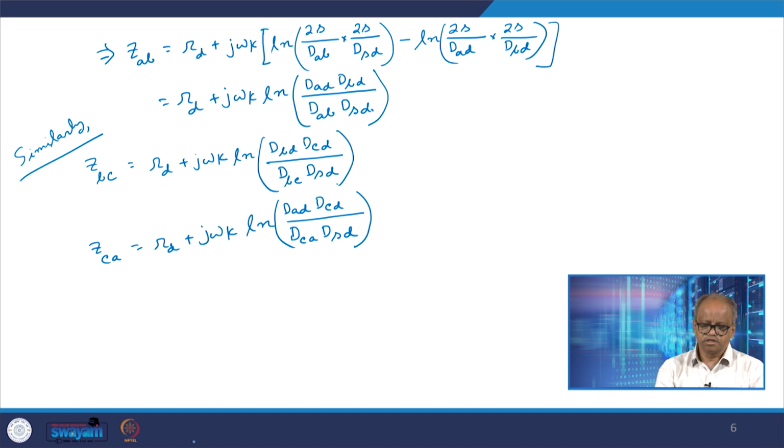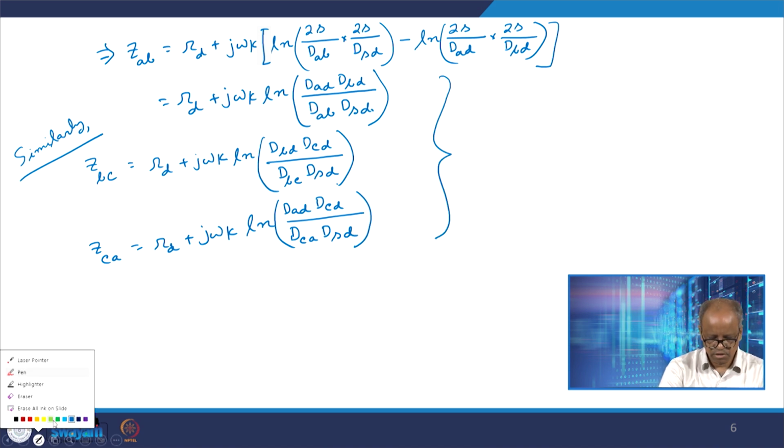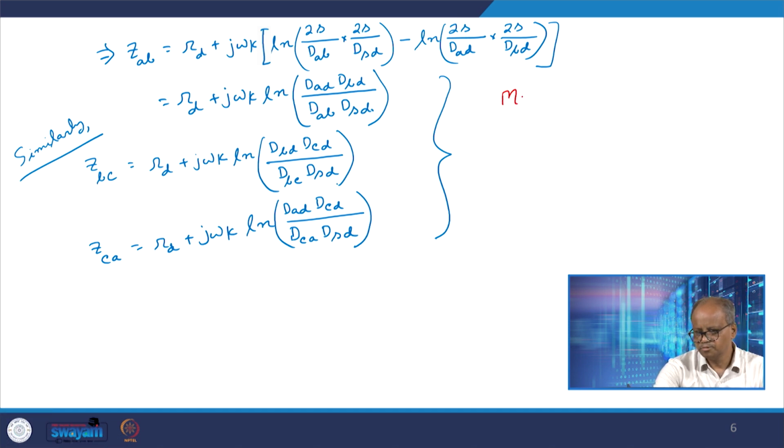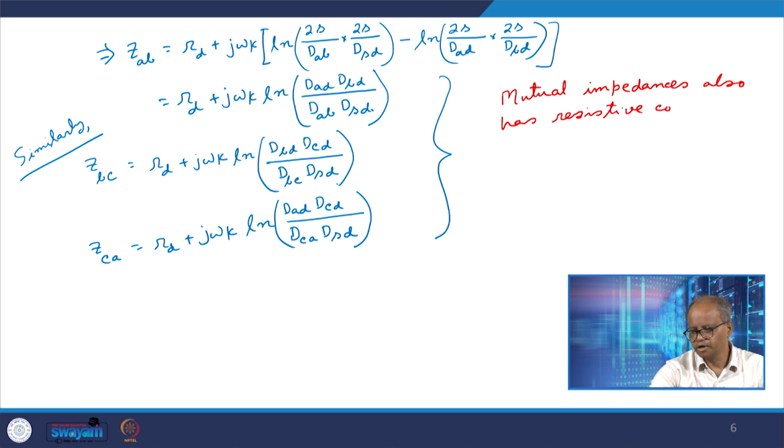So here one interesting fact is that the mutual impedances also have some resistive component. So that is a very interesting observation. Mutual impedances also have resistive component.